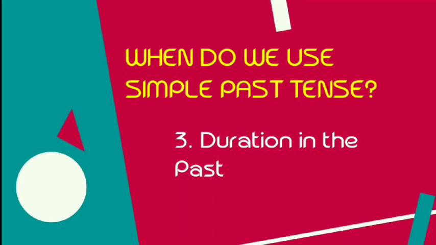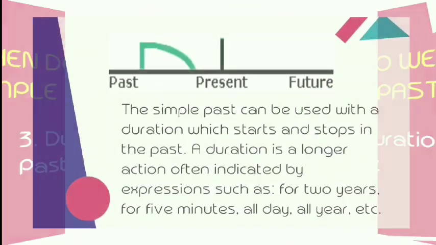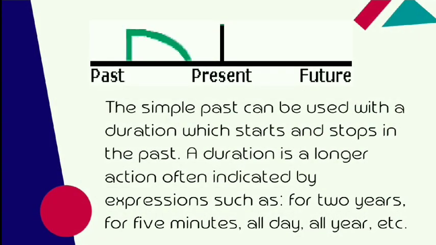Next, we use simple past tense for the duration in the past. Now, as you could see in the picture, the past happened, then it goes together for a little bit longer, but again, it was done or finished before the present time. The simple past can be used with a duration which starts and stops in the past. A duration is a longer action often indicated by expressions such as for 2 years, for 5 minutes, all day, all year, or others.